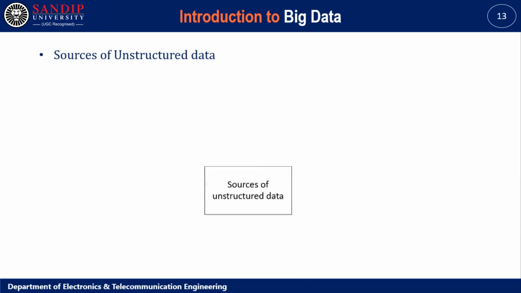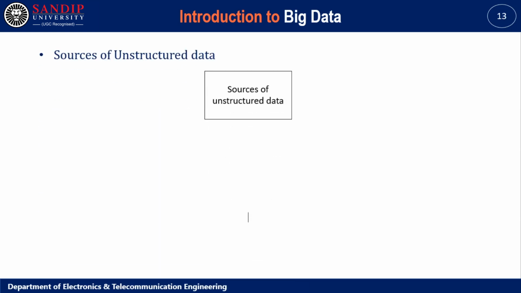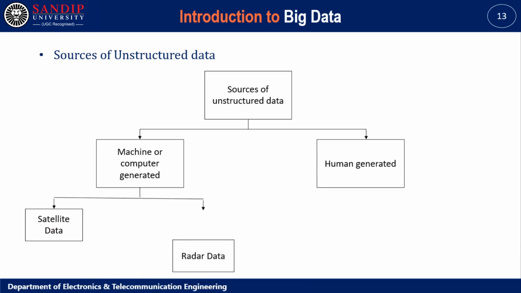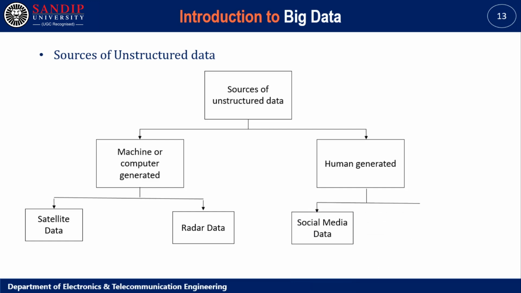Sources of unstructured data. Sources of unstructured data can be further categorized as machine or computer generated and human generated. Machine or computer generated data can be further categorized as satellite data and radar data. Human generated data can be further categorized as social media data, mobile data and email data.